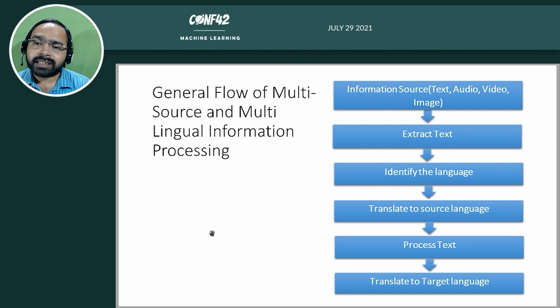The next is translate to source language. So here is one important step we need to perform. We need to translate the entire text into one single language so that we can perform processing over the text. So this is a very important step. Once we translate the information to one language, then we can process the text. For example, if we have to generate the summary, then we can perform tokenization, lemmatization, calculate word frequency and sentence frequency, and also perform n-gram analysis. Based on these steps we can pick the top n sentences for the generation of the summary.